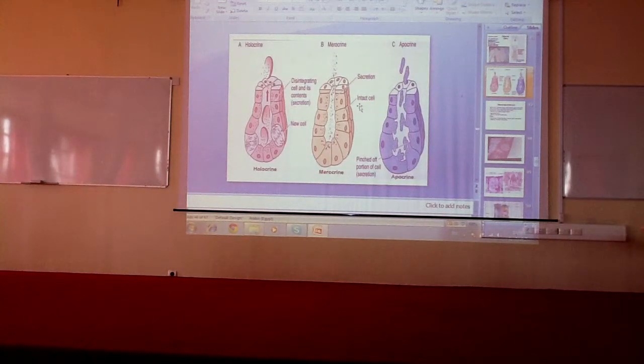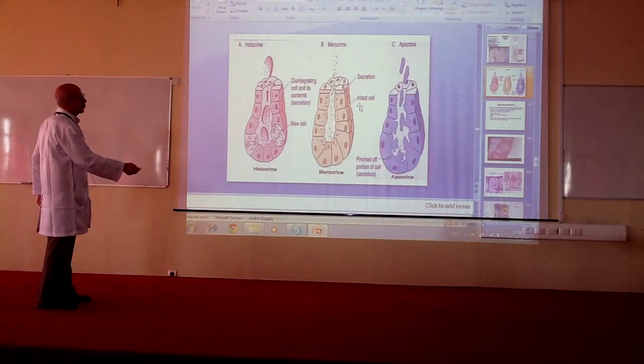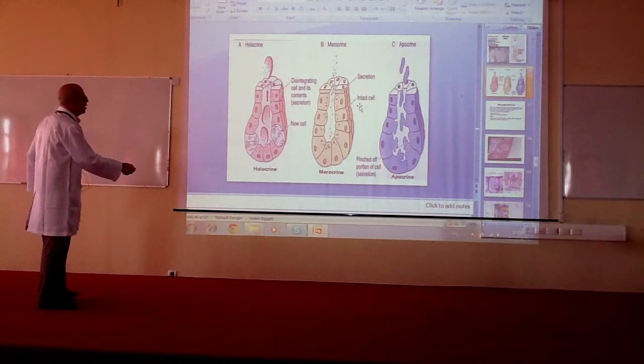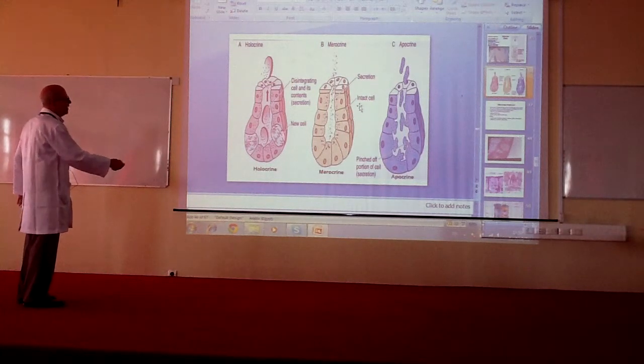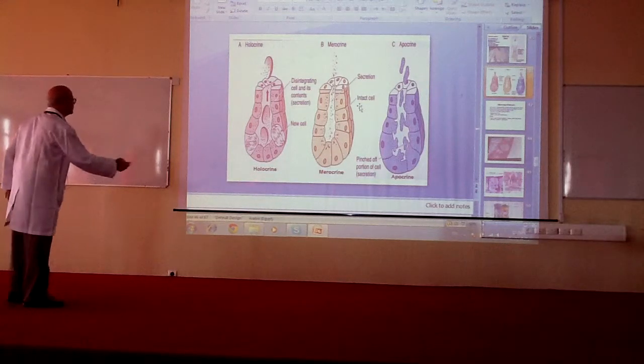These are the three mechanisms. They are clear. Merocrine. What is this type? Apocrine. The apical part is lost. Holocrine. The whole cell is lost. This is a much better drawing. And it is replaced by division of the cells. Holocrine.